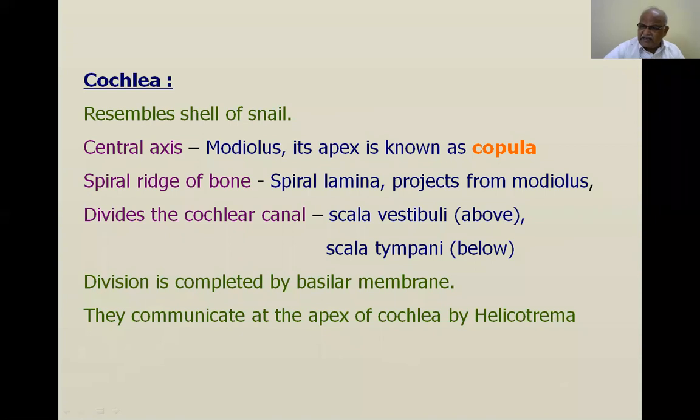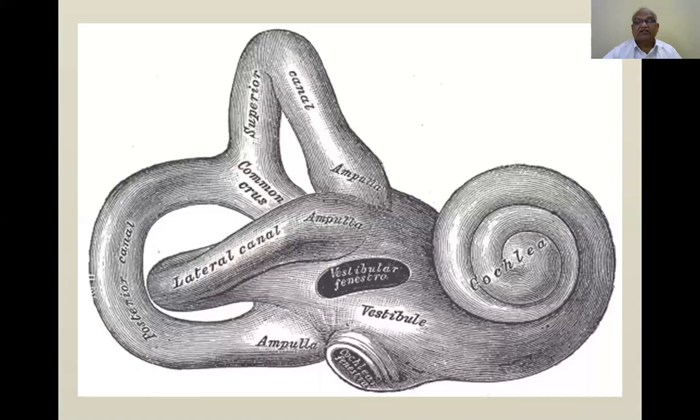Cochlea is nothing but a turning, turns like a snail. Central axis is the modiolus. Its apex is known as cupula. A spiral ridge of bone, the spiral lamina, projects from the modiolus. I will show you.